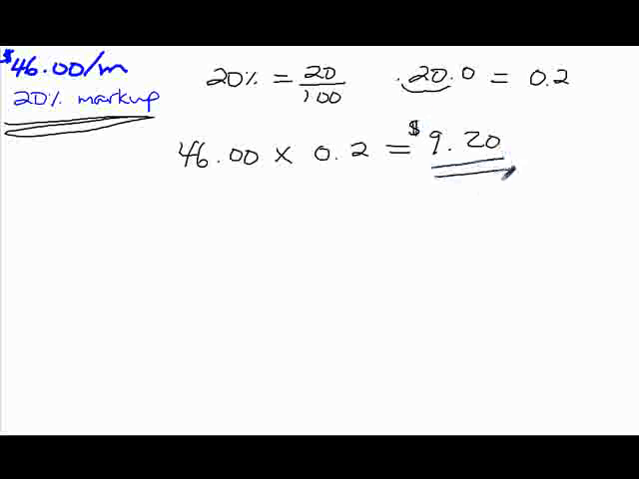This is how much she's going to add to the price and charge the customer. Okay? So we're going to have $46 is what she paid for the fabric. Now she's going to add a 20% markup, and that's going to give a grand total of $55.20 a meter.